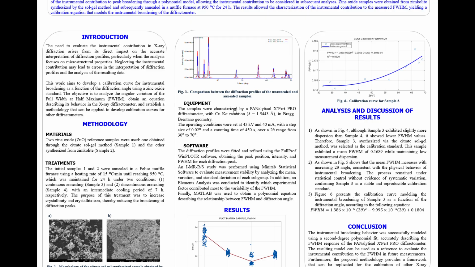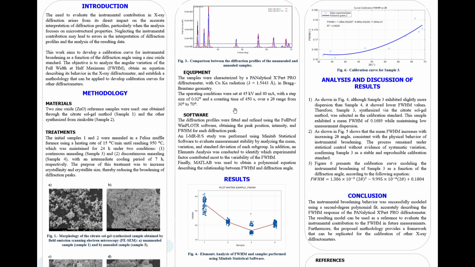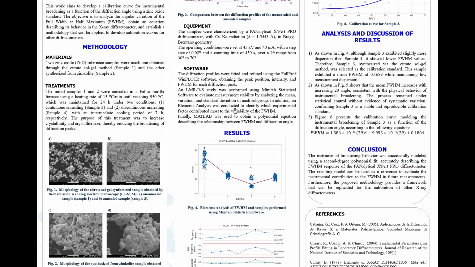This work aims to develop a calibration curve for instrumental broadening as a function of the diffraction angle using a zinc oxide standard. The objective is to analyze the angular variation of the full width at half maximum, obtain an equation describing its behavior in the X-ray diffractometer, and establish a methodology that can be applied to develop calibration curves for other diffractometers. For this purpose, we work with two zinc oxide samples.